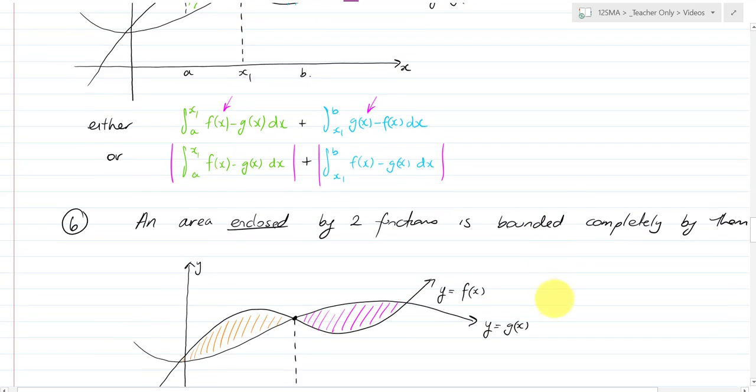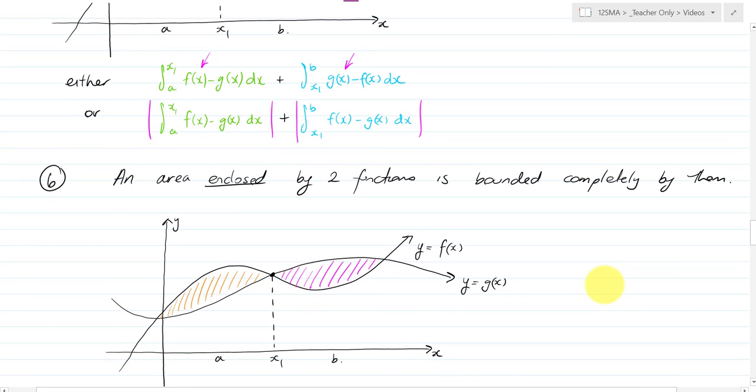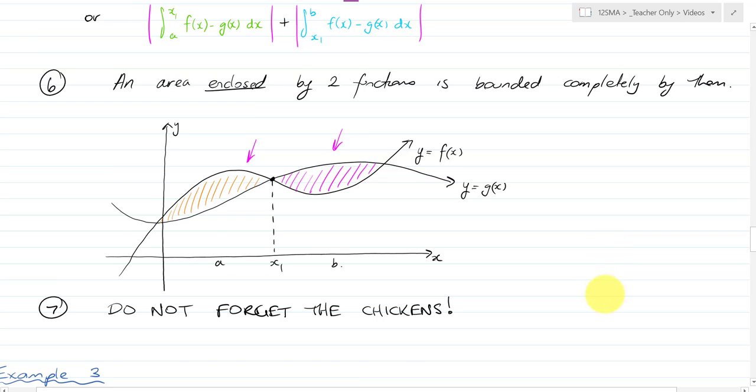And 6, an area enclosed by two functions is bounded completely by them. So if you've got two functions, they might create one area, or they might create 2, or they might create 5. We wouldn't ask you to do that many in an exam situation, but certainly as you're preparing for the exam, you might get a harder question.